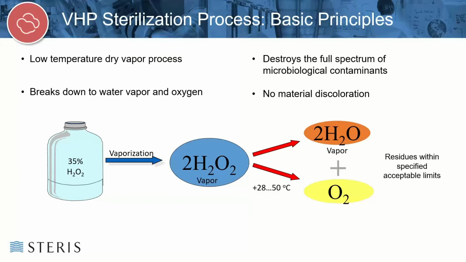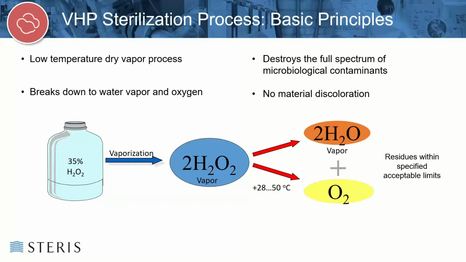The basic principles then of the actual sterilization process itself are that VHP is a low temperature dry vapor process. So our typical temperature range is between 28 and 50 degrees Celsius. And there is some room to maneuver outside of that, but there is always going to be some sort of a drawback if you go above or below that range. So we tend to stick between 28 and 50 degrees. And it's a dry vapor process because we have a set humidity limit within our cycles to make sure that there's no condensation or anything forms during the cycle and it remains dry throughout.